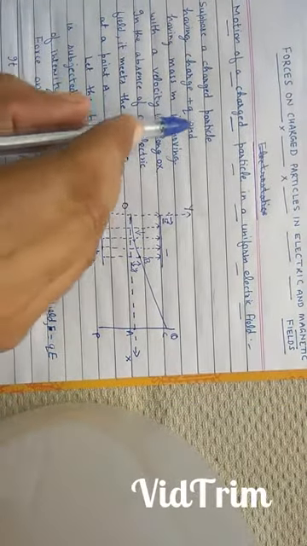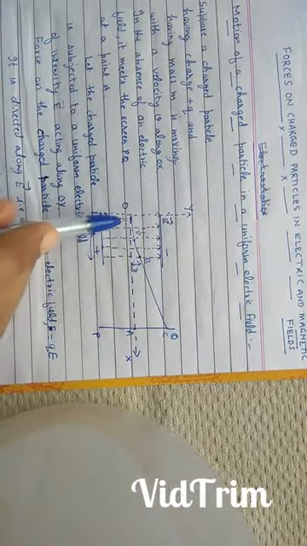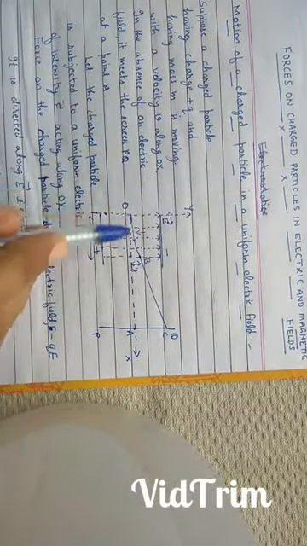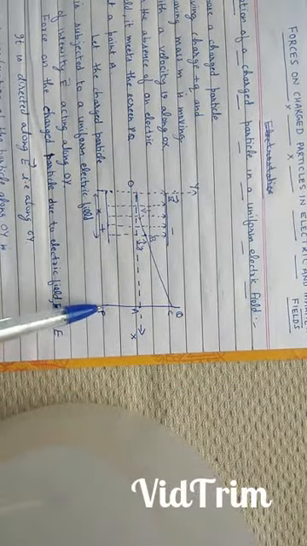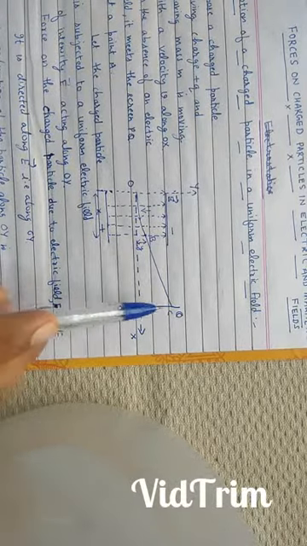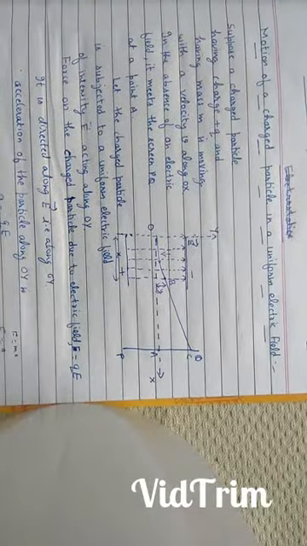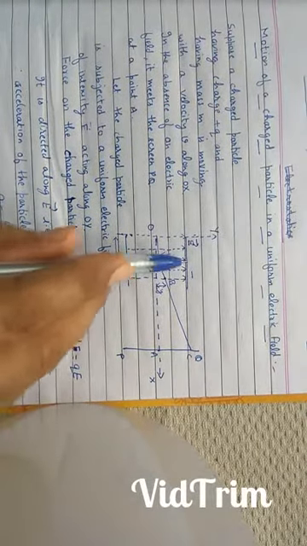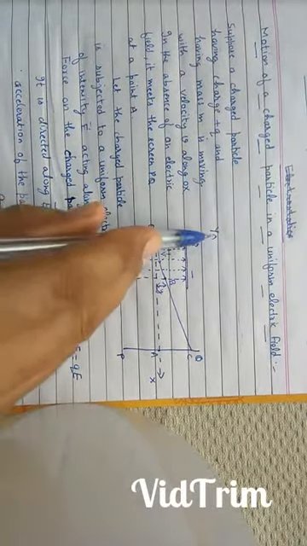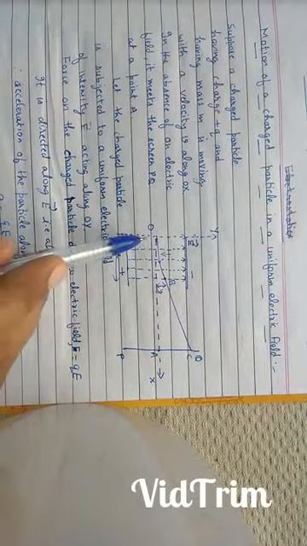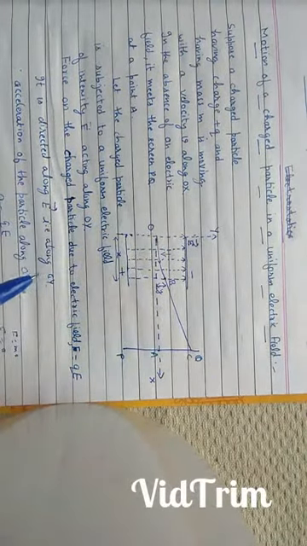Suppose a charged particle having charge plus q and mass m is moving with a velocity v along OX. In the absence of an electric field, the charged particle will strike the screen PQ at point A. Let the charged particle be subjected to a uniform electric field of intensity E acting along the OY direction.